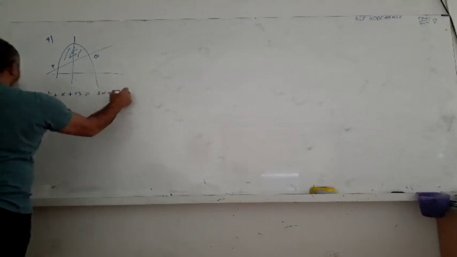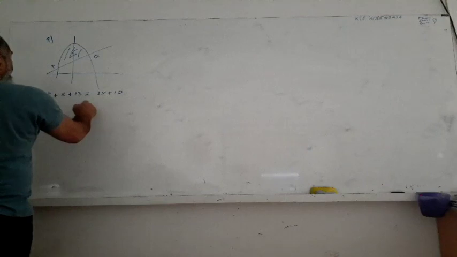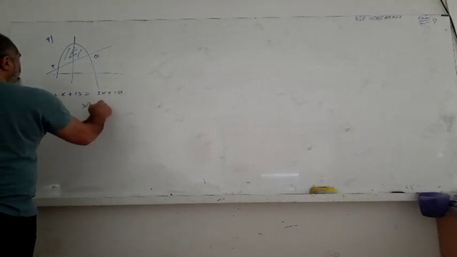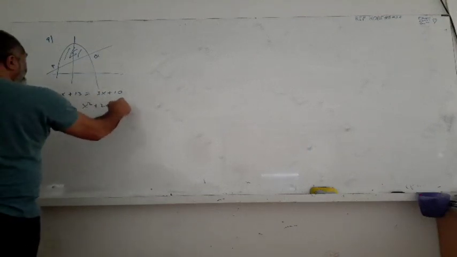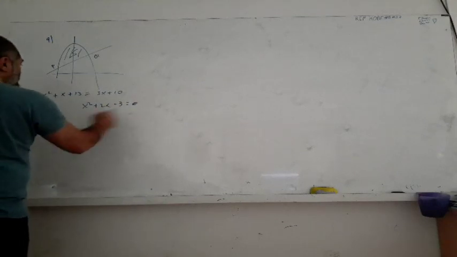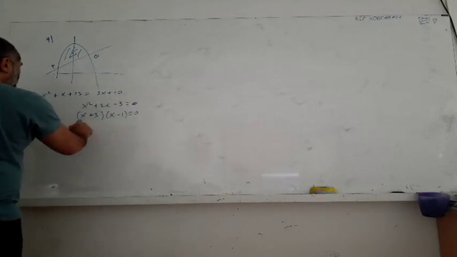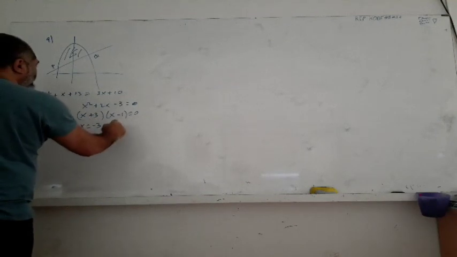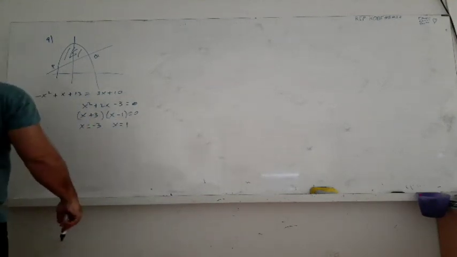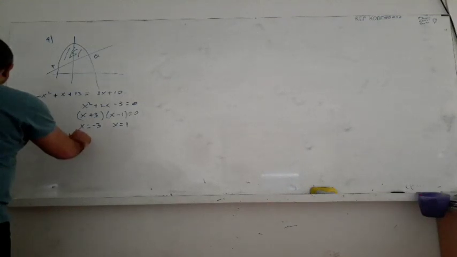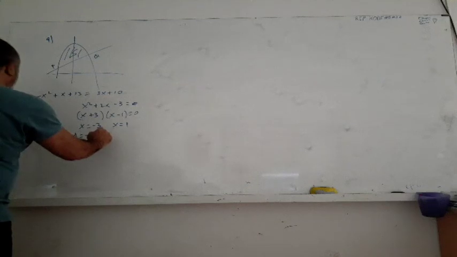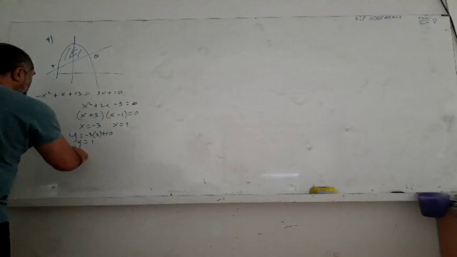So x squared plus 2x minus 3 is equal to 0. X plus 3, x minus 1 is equal to 0. X is equal to minus 3, x is equal to 1. When x is equal to minus 3, y becomes 3 times minus 3 plus 10. So y is 1. So coordinates of point P are minus 3 and 1.